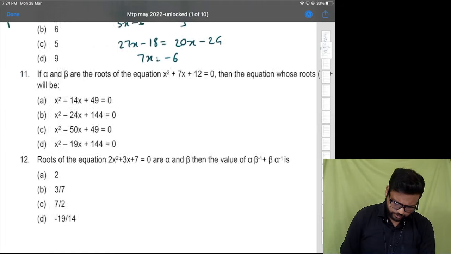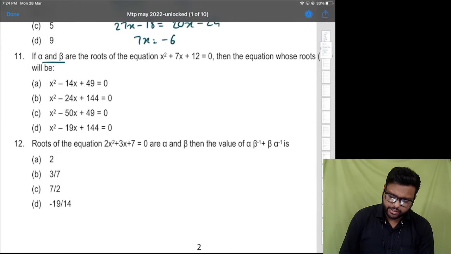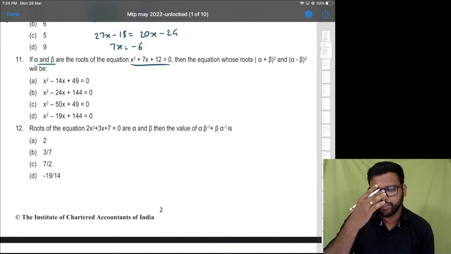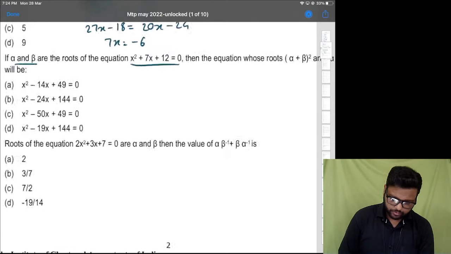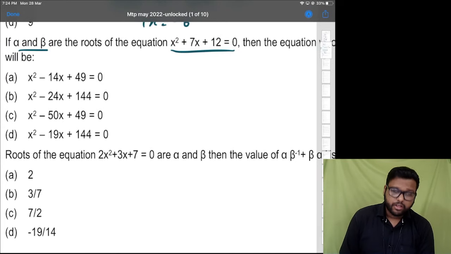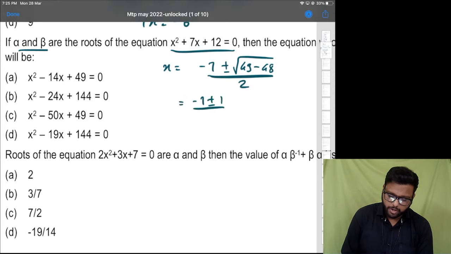Okay, next is, if alpha and beta are roots of this equation, then the equation whose roots are alpha plus beta bracket square and alpha minus beta bracket square will be. Okay, easiest way is to solve this equation. Let's solve this. What will be? X is minus b plus minus square root of b square minus 4ac, 4 into 1 into 12 is 48, upon 2a, that is minus 7 plus minus 1 by 2.